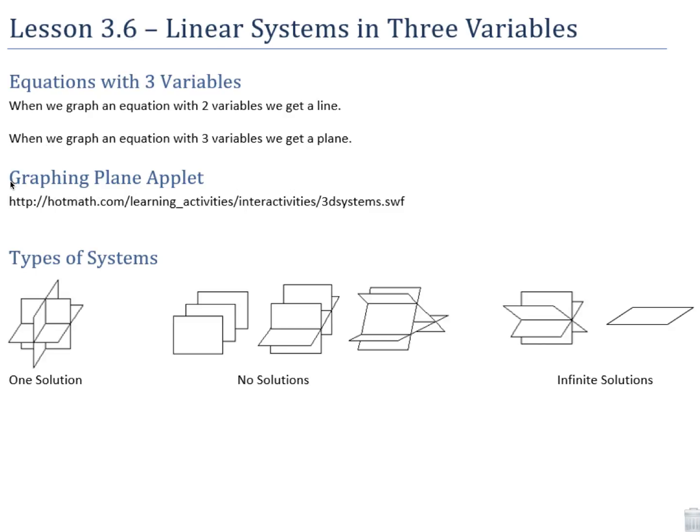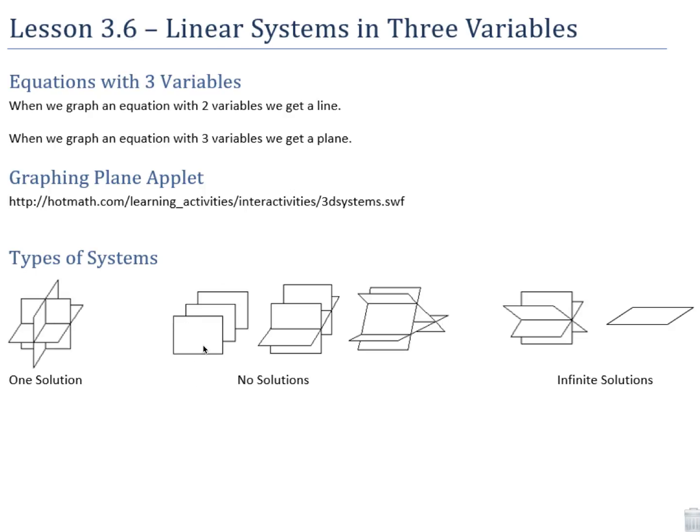Here's an applet that you could look at to see different planes and the equations for those planes. But here's the type of systems we can get when doing three equations with three variables. This is oftentimes what we get: one solution where the three planes intersect at one point, and those are in the examples we do. There are obviously many other things that can happen with three planes.